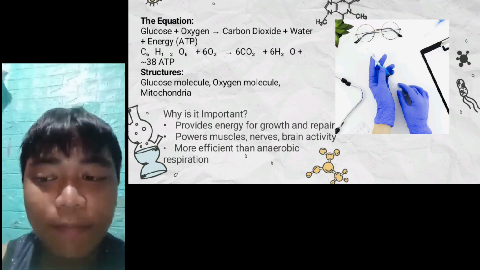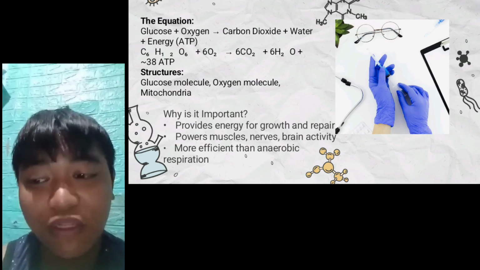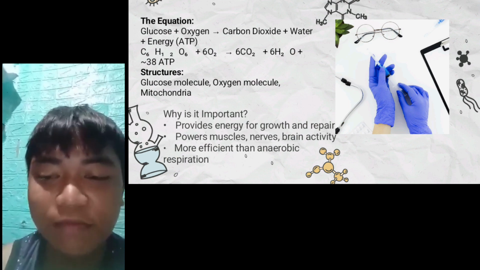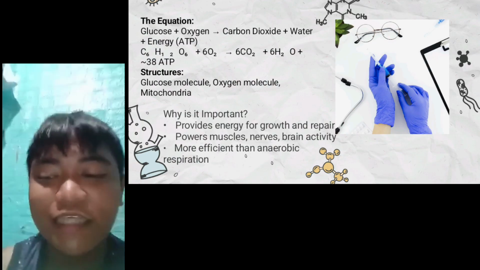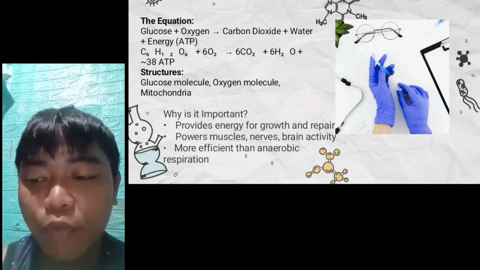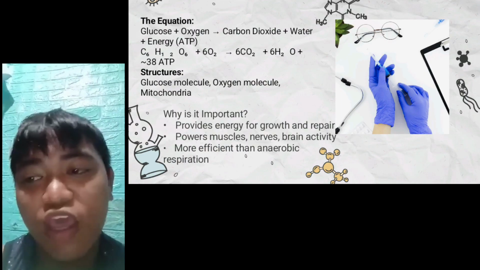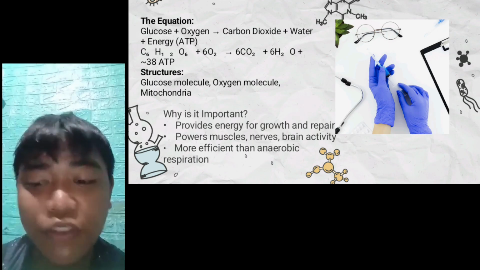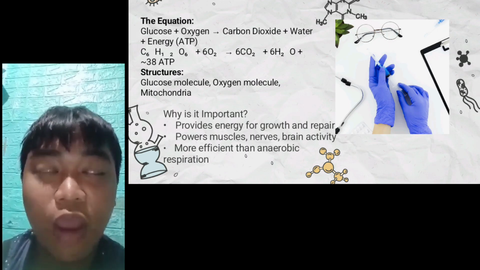Okay. Why is it important? First, it provides energy for growth and repair. Without ATP, wounds wouldn't heal and damaged tissue couldn't be replaced. Second, it powers muscles, nerves, and brain activity. Communication between nerves, cells, and brain activity would stop without a steady ATP supply. Third, it is more efficient than anaerobic respiration. If cells only used anaerobic respiration, they would make very little ATP and you'd tire out quickly.